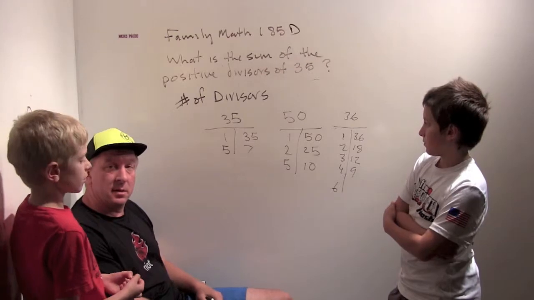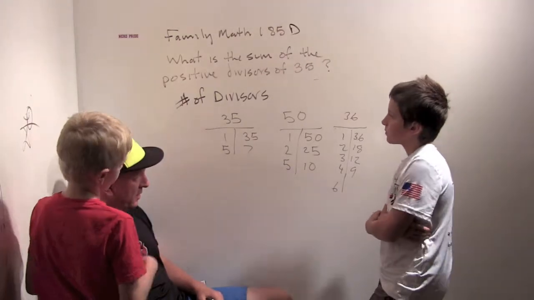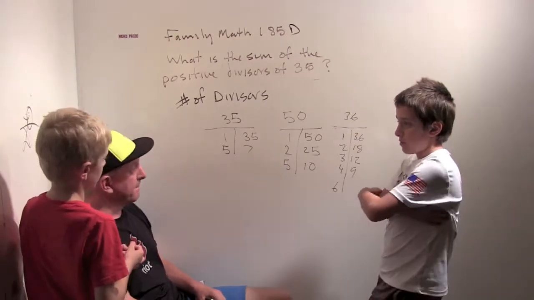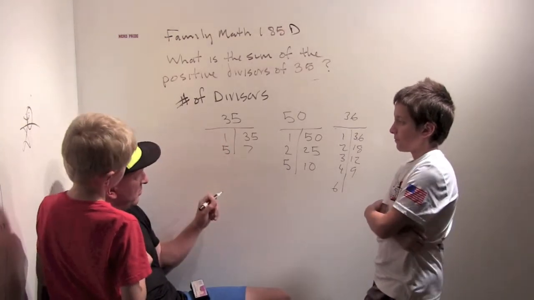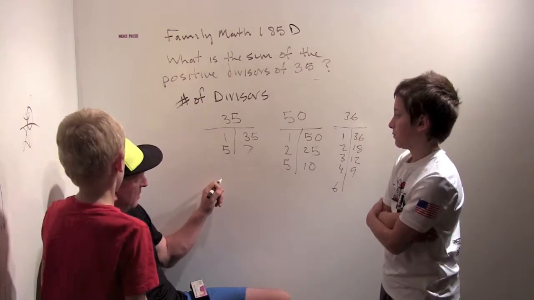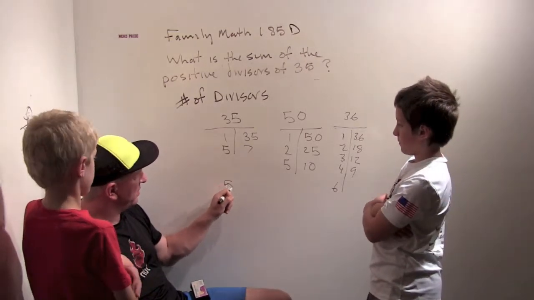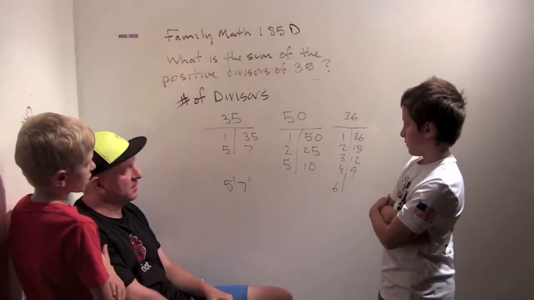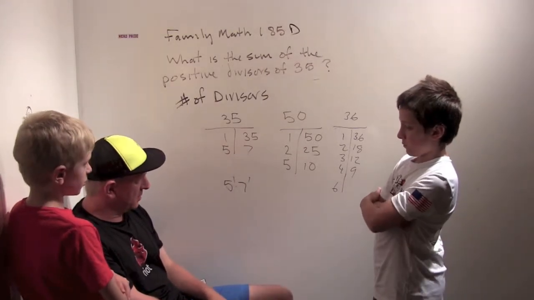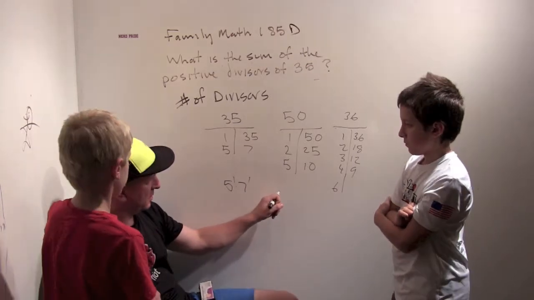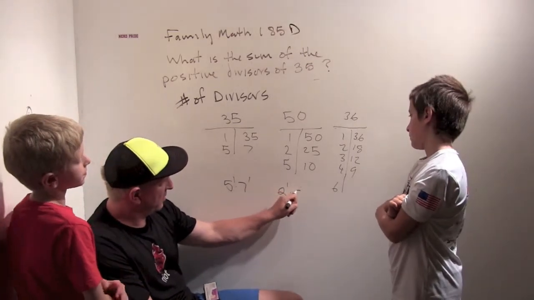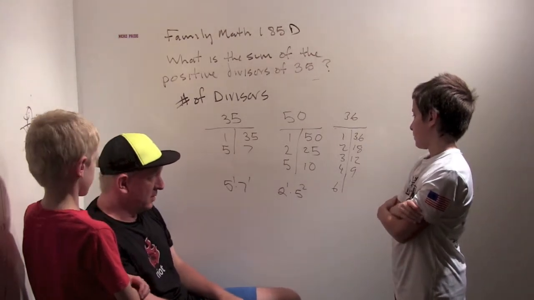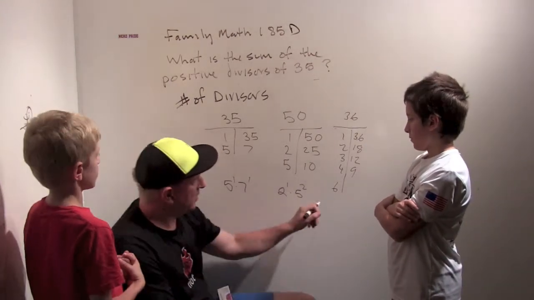To find the number of divisors, you have to factor your number into primes. How does 35 factor into primes? 35 is 7 times 5, so 5 to the 1 times 7 to the 1. What about 50? 50 factors as 2 to the 1 times 5 squared. And how about 36? 36 factors as 2 squared times 3 squared.